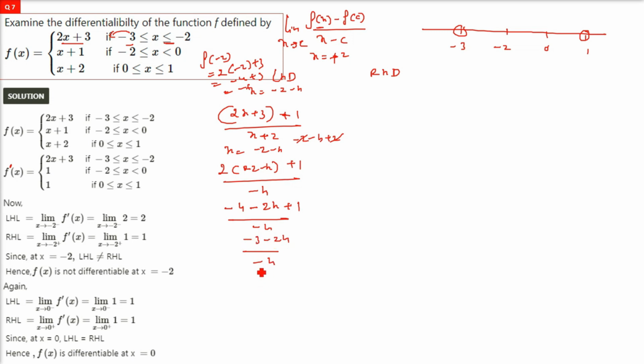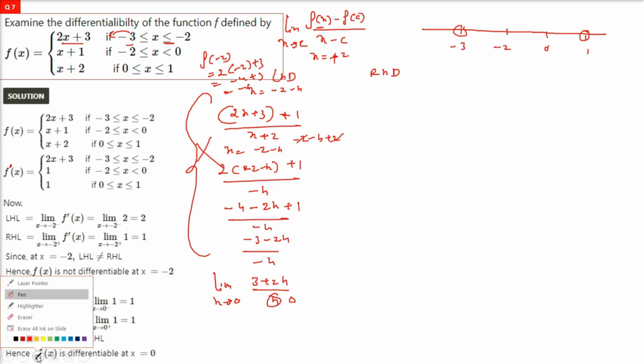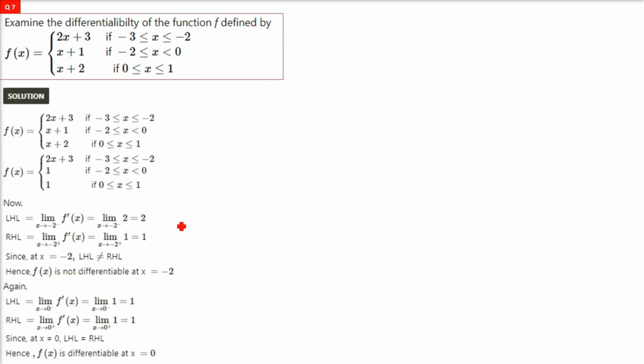Now limit h tends to 0 remains everywhere. So 3 plus 2h by h, because the negative I have taken outside gets cancelled from the denominator. So h tends to 0. When you apply 0, the numerator will be 3. But what about 0 in the denominator? So it will not work. Similarly, if you do RHD, I've already done it, so I'm just claiming it's not going to work. For that, you have to do what? We have done the same thing in earlier questions also.